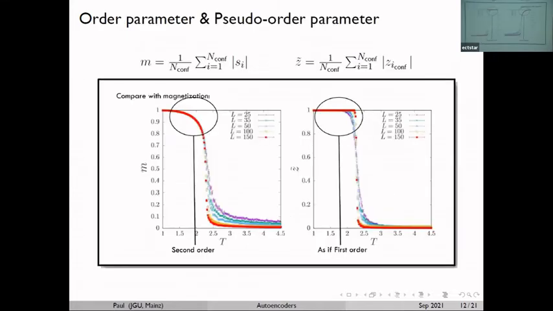So this is again what I spoke about: if I have the magnetization, this is the second order phase transition. It smoothly comes down, and it becomes difficult to pinpoint exactly where it is transitioning from the ordered phase into the disordered phase.